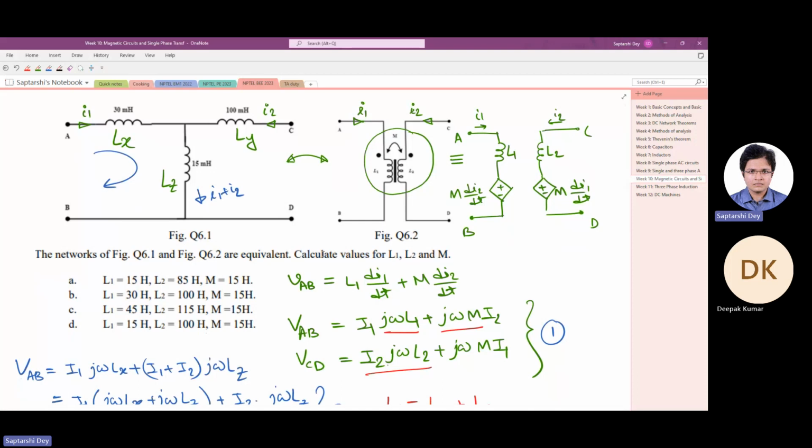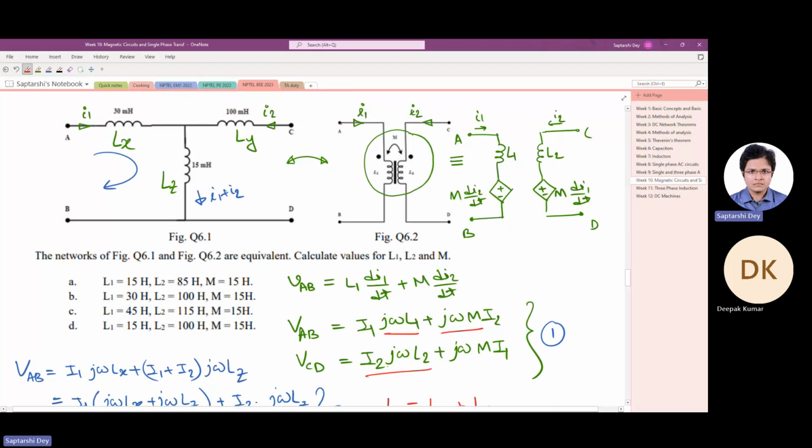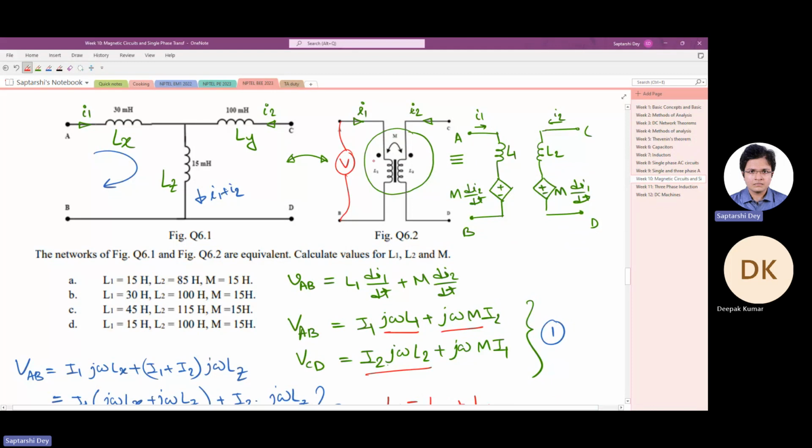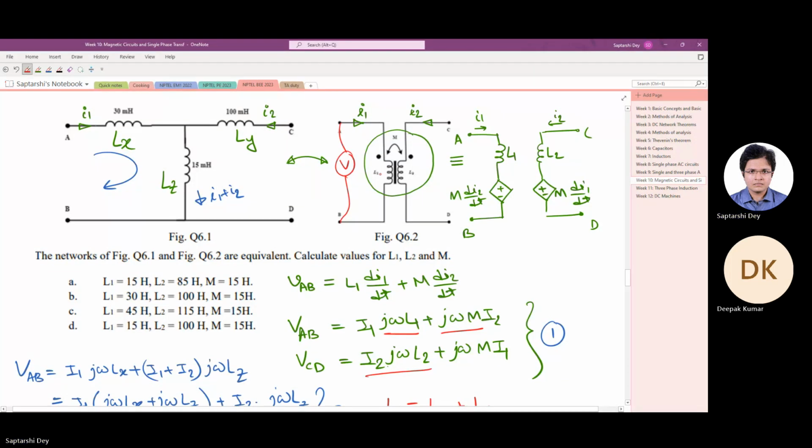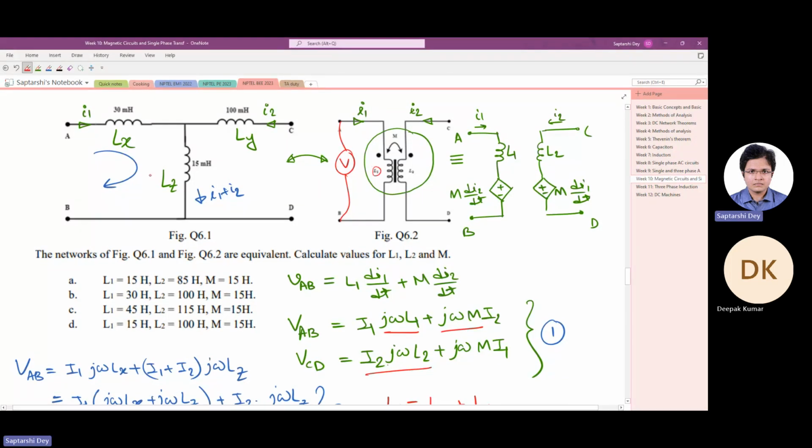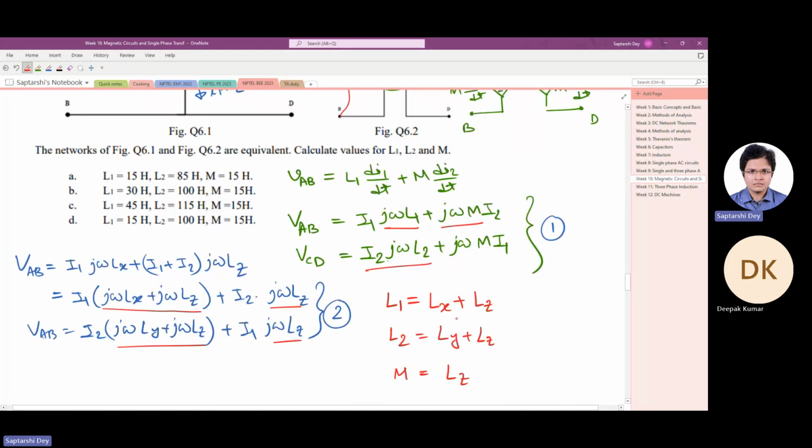Say in figure 6.2, in the secondary side there is no load connected, it's open circuited. So in that case, if you supply some voltage here, all you will get to see is a pure inductive circuit whose inductance is L1. Similarly, if you do that here also, you will get an inductive circuit whose inductance is Lx plus Lz, and we can see from here that Lx plus Lz is L1.